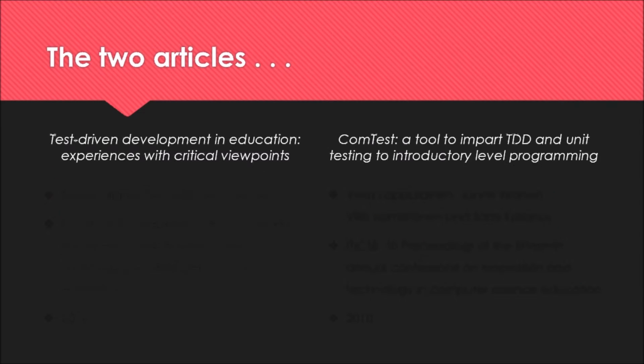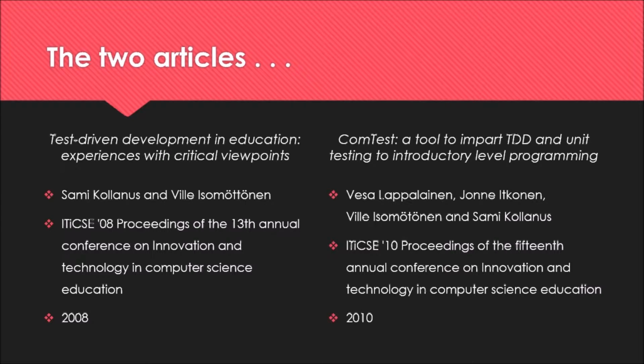Let's take a look at the articles. The first one is titled Test-Driven Development in Education, Experiences with Critical Viewpoints, and the second one ComTest, a tool to impart TDD and unit testing to introductory level programming. You can see that the authors of the first article are two of the authors of the second. That's because the second article follows the first one, and it's actually part of its future work.